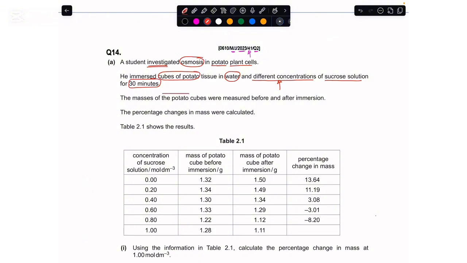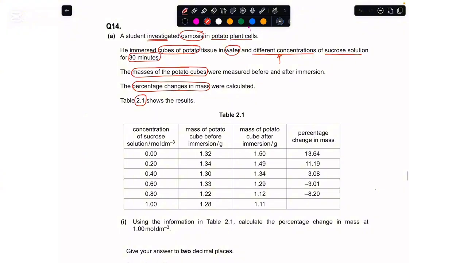Before immersing the potato cubes into the sucrose solution, they would have measured their initial mass, and after the 30 minutes they would have measured their final mass, and then calculated the percentage change in mass, and the results are shown in table 2.1. If I explain the table clearly, in the first column they have shown the concentration of the sucrose. Then this was the mass of the potato cubes before immersion in grams. This was their mass after immersion for 30 minutes.